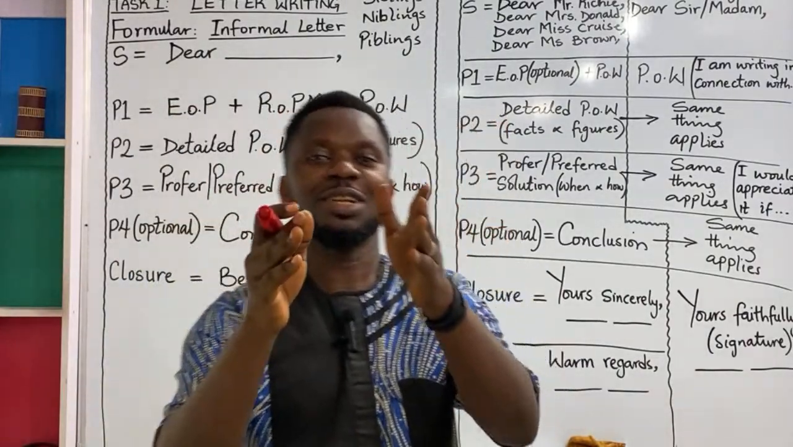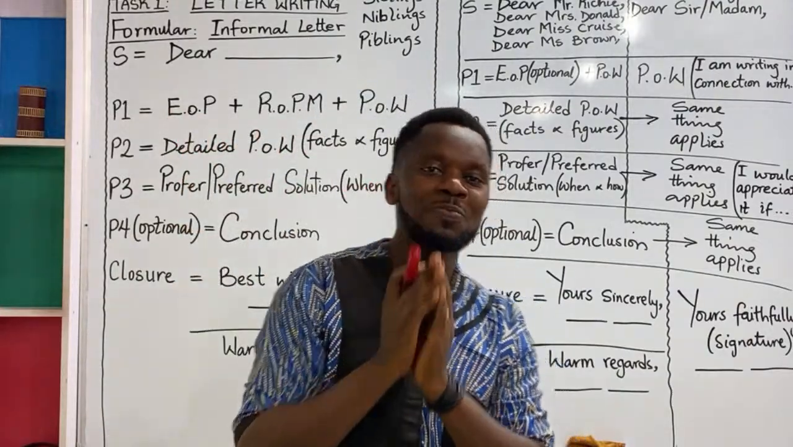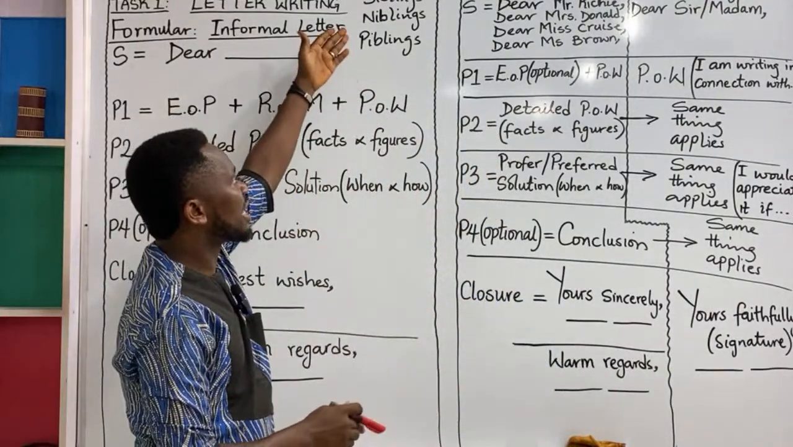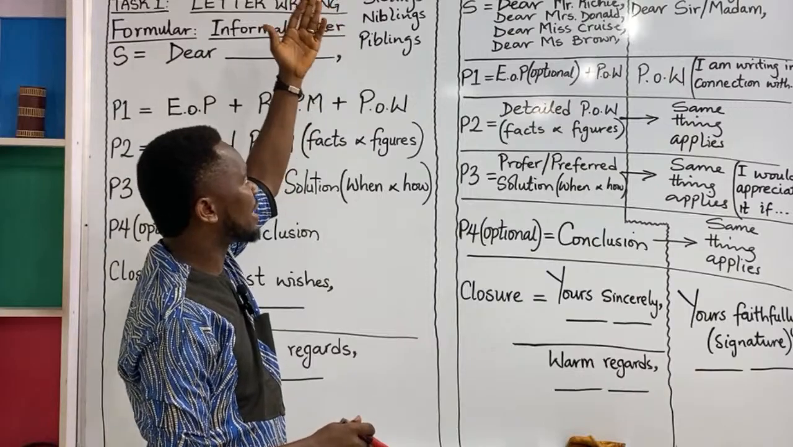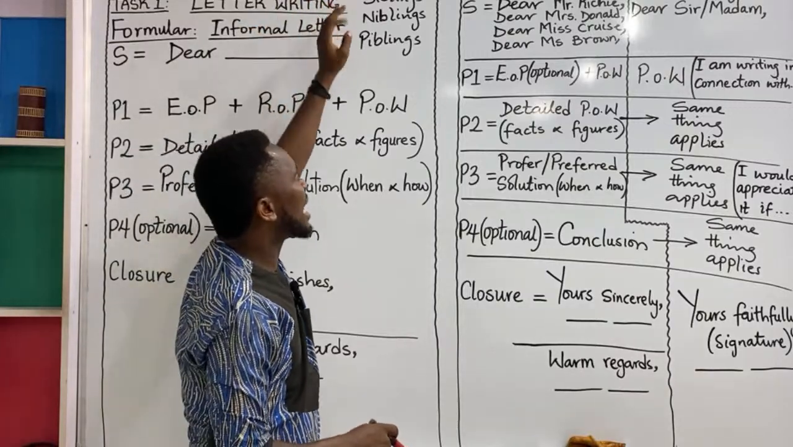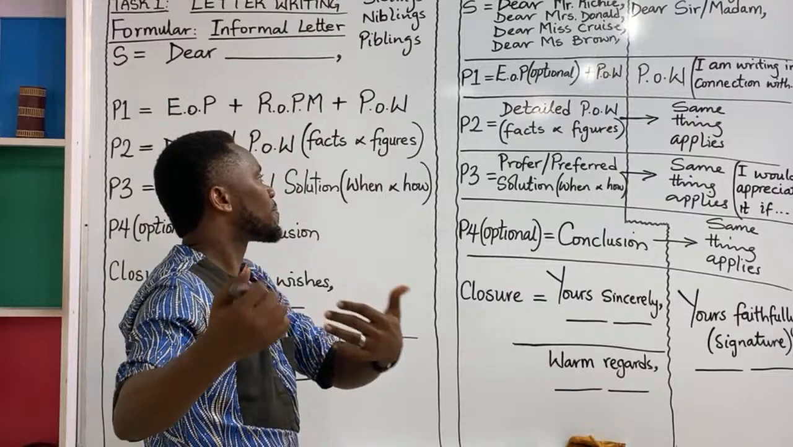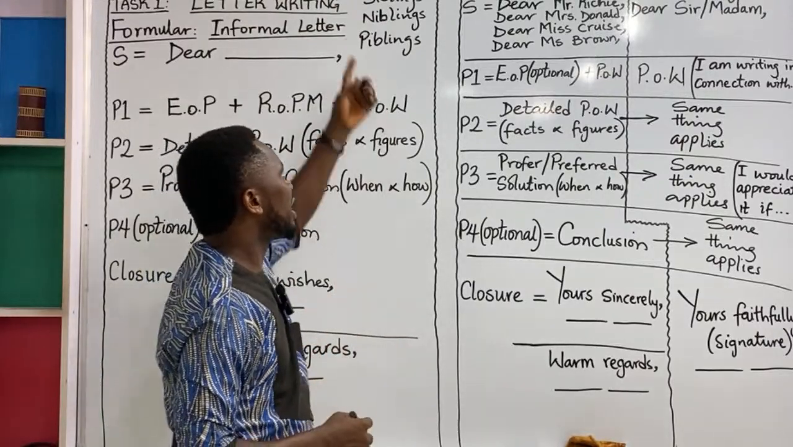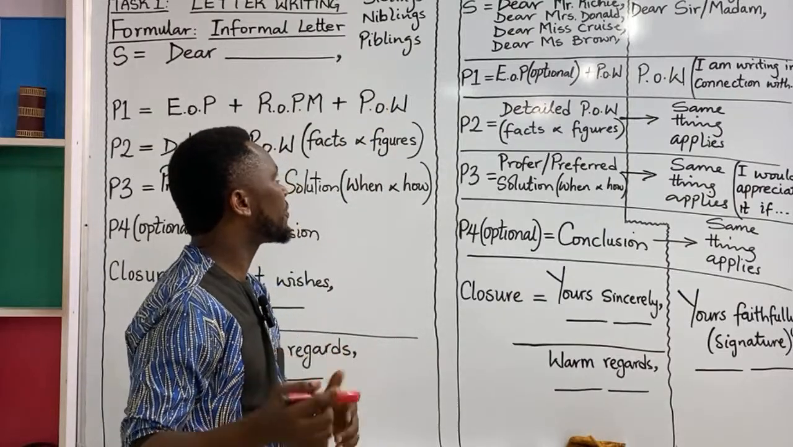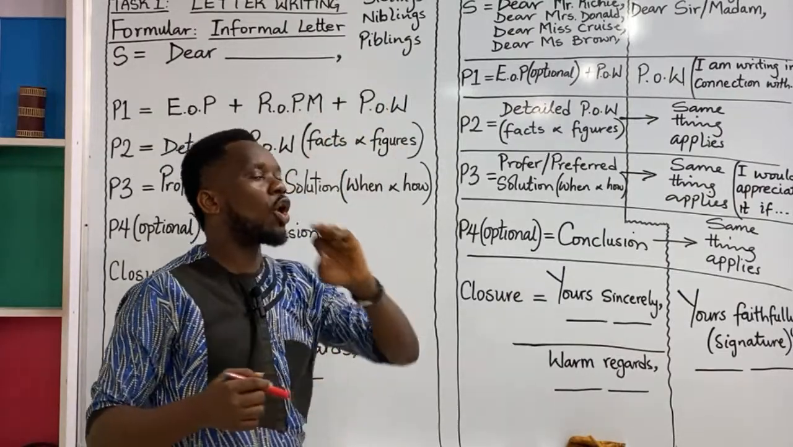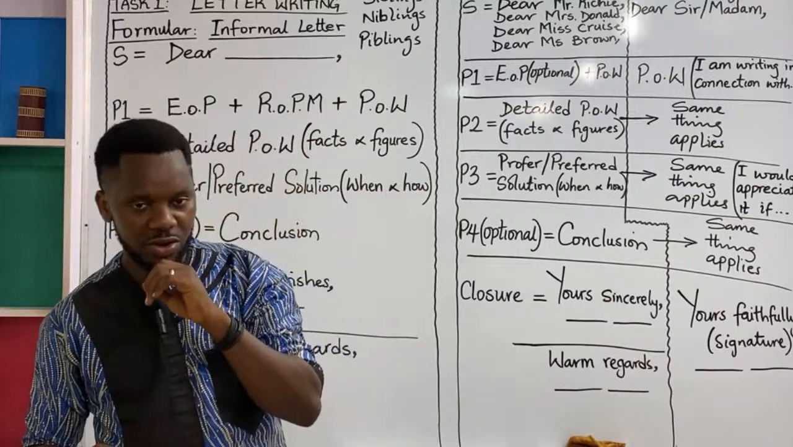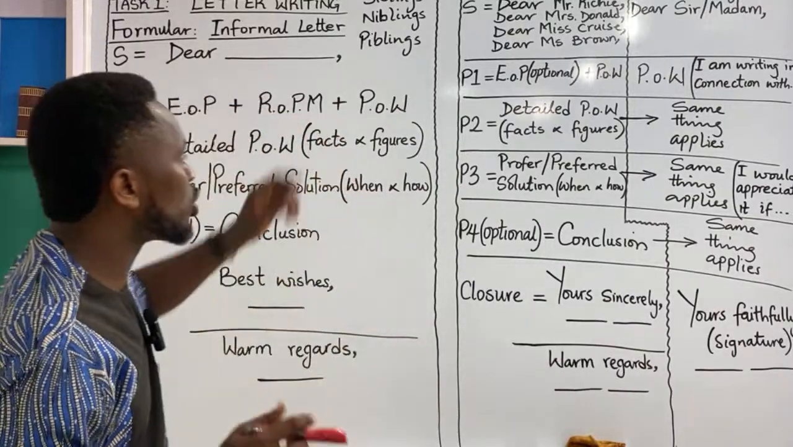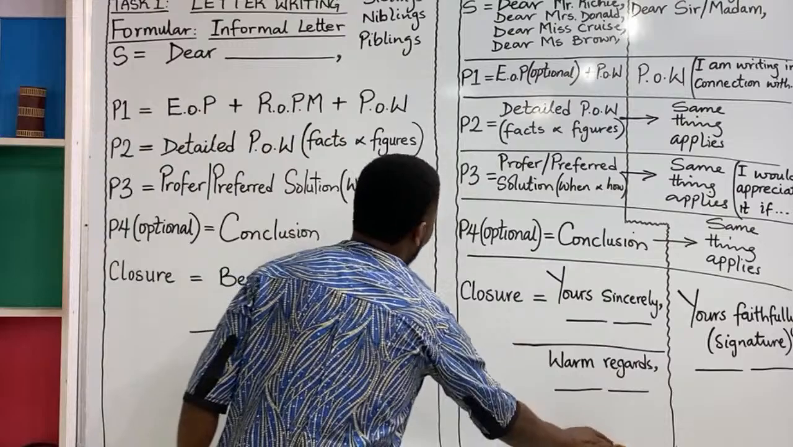Those watching from the YouTube platform, I'm sure you have learned that there is a difference between piblings, nibblings, and siblings. Siblings are your biological brothers and sisters. Your nibblings are your nieces and nephews. Your piblings are your uncles and aunts. Right? So add them to your vocabulary bank.